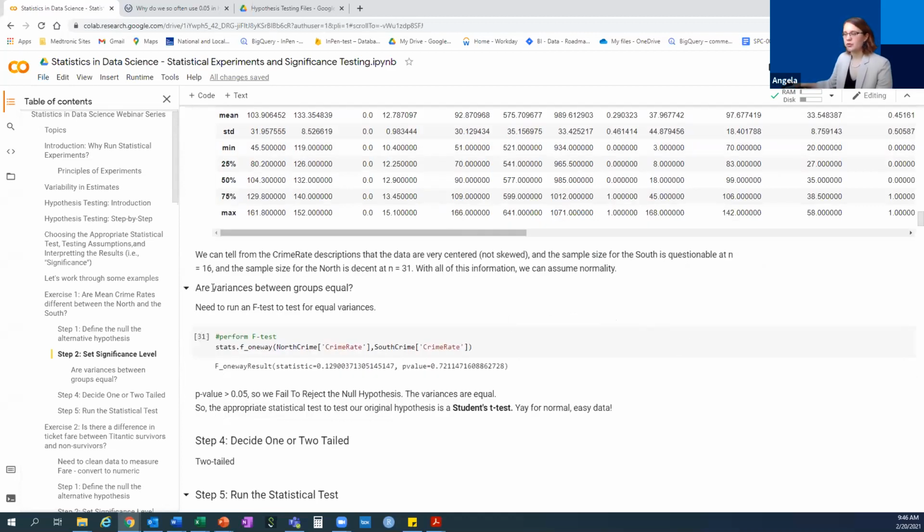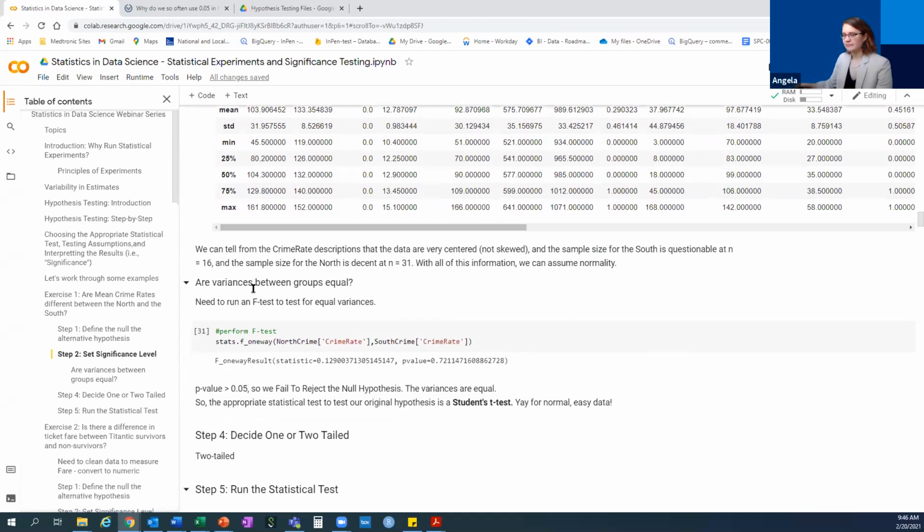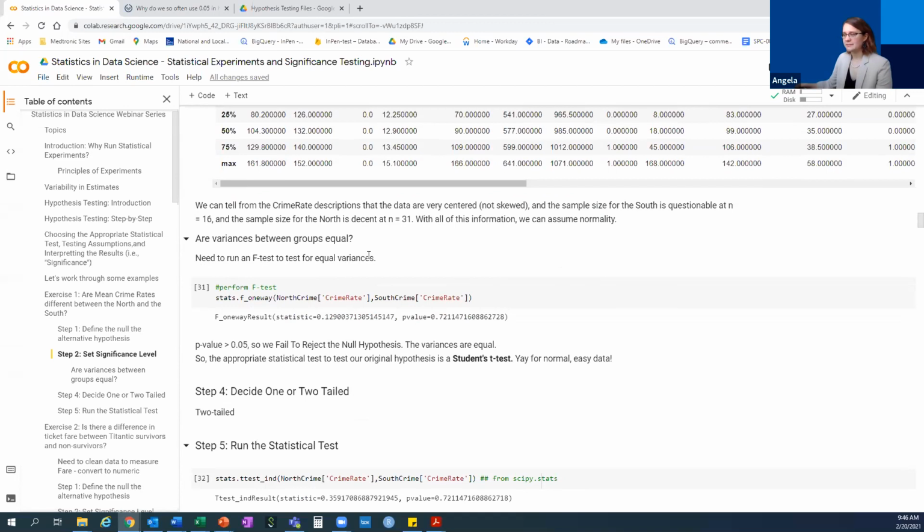So now that I know that my data are normal, I'm gonna ask, are the variances between the groups equal? This is an important parameter for a test comparing two continuous variables. So I'm gonna run an F test. You can use the stats package. There's an F one-way test. And I'm just going to throw in the arrays of the North crime rate and the South crime rate. See the p-value printed out here. It's much greater than 0.05. We failed to reject the null. In these tests for assumptions, the null is typically that the assumption is satisfied. So the variances are equal is the null hypothesis, and we failed to reject it.